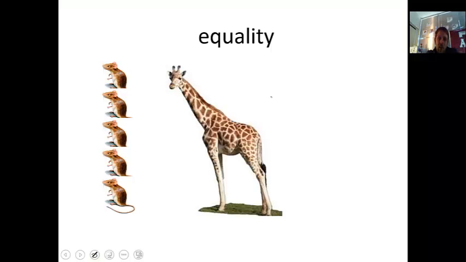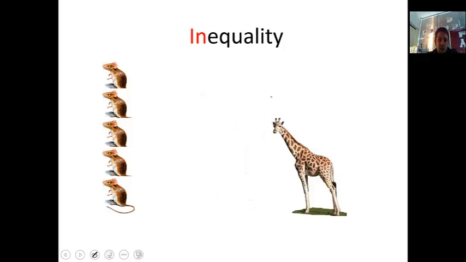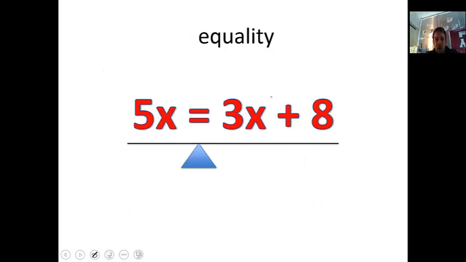I want to talk about the word equality. And so we would say that these, I know not in reality, these have equal heights. So this is an equality, even though it's not realistic. They're the same height. The moment that one of them is different from the other, we would call that an inequality. So a lot of the stacked mice are higher than the giraffe. So this would be an inequality.